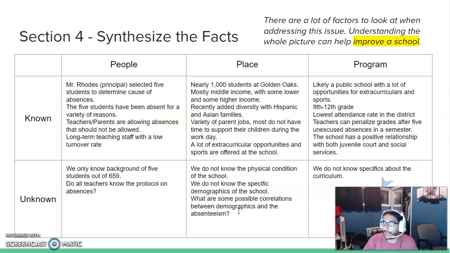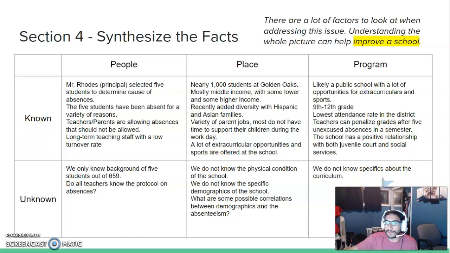And then for program, some known are there's likely a public school with lots of opportunities for extracurriculars and sports. It's 9th through 12th grade. The lowest attendance rate in the district. Teachers can penalize grades after 5 unexcused absences in a semester. And the school had a positive relationship with both juvenile court and social services. The unknowns are we do not know specifics about the curriculum.